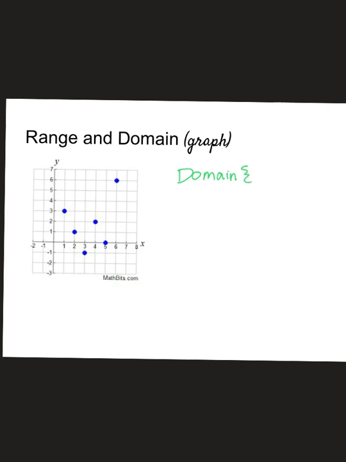So the domain are all of the x values. So we're going to move along the x-axis here, and all of the places where there is a plotted point, that's going to be included in the domain. So we're moving left to right, because think about it, your domain would be like where you live, your stomping ground. So it's the domain, it lives all along the x-axis here.